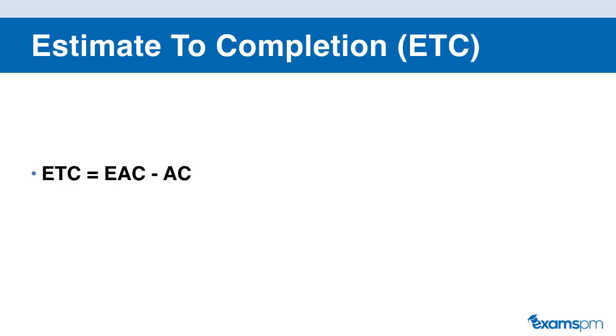Our next formula is estimate to complete, or ETC. The way that we calculate our ETC is we use our estimate at completion. So this is how much we estimate that we will be spending at the end of our project, and then we subtract the actual cost. So this is how much we have spent so far. Because what we're trying to find out here is how much money we still need to complete our project, which is our ETC. The way we do that is we take our final budget, which is our EAC, and then we subtract how much we already spent so far.